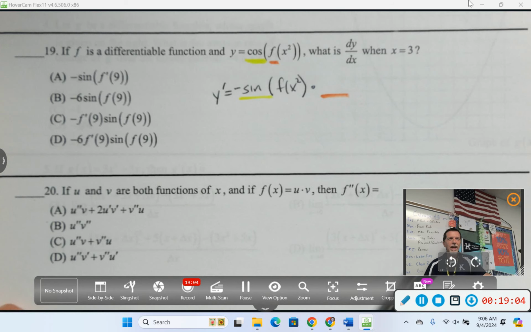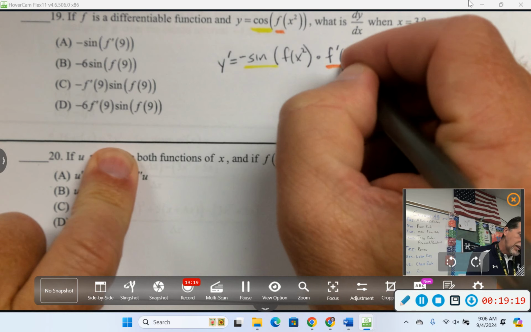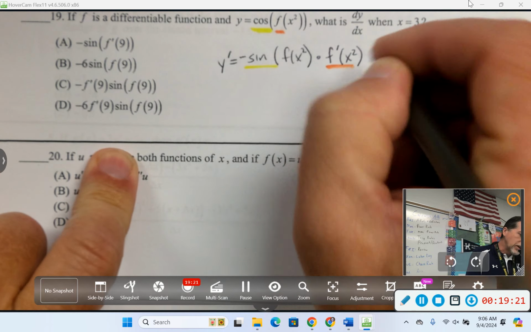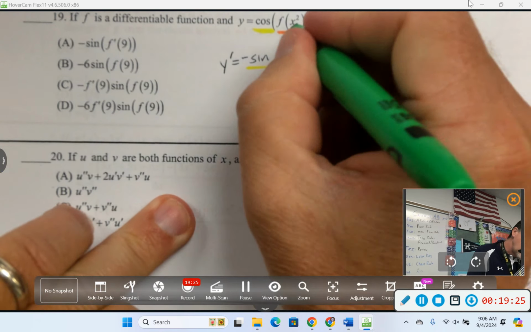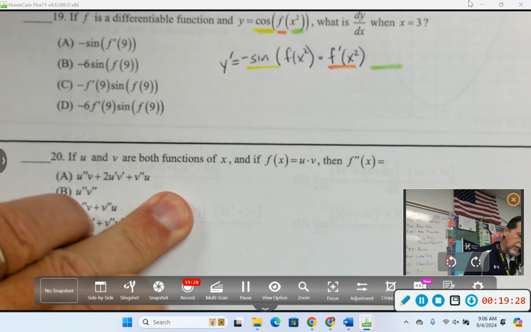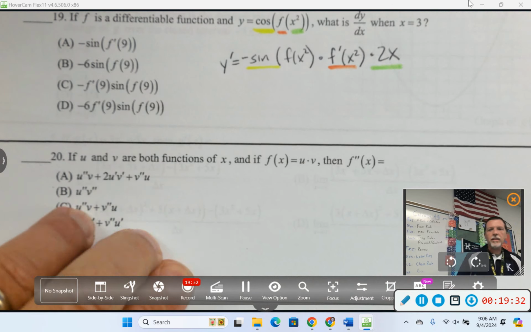I don't know what f is. So how do I represent the derivative of f? And look at your answer choices for some hints there. Yes, f prime. I don't know what f is, but neither do they, so f prime looks like it's an okay thing to write. Leave the x squared alone, because we can only do one layer at a time. And then the derivative of x squared would be 2x.